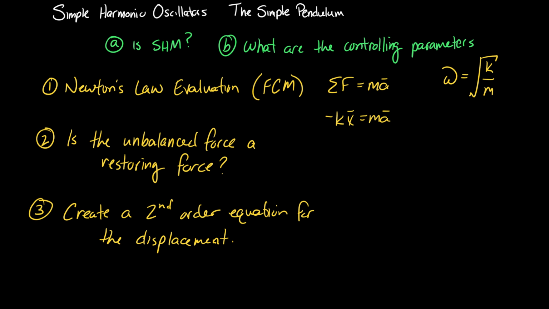Now, we evaluated that here. We said, yes, this was a restoring force because the force was back towards the origin. So if we have a displacement to the left, the acceleration was to the right, and vice versa. We replaced A with our second-order differential with respect to position, and we solved for our second-order differential. This was creating our differential equation.